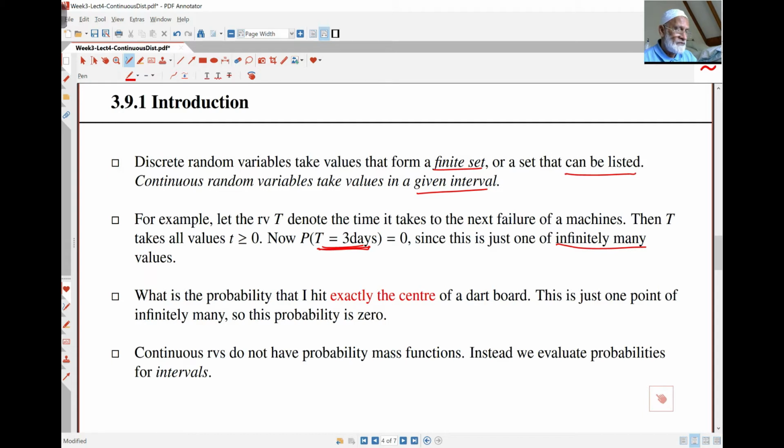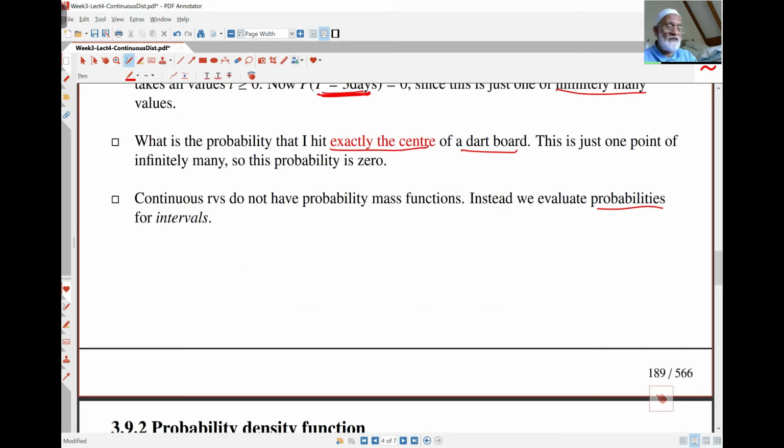However, if I look at this situation, the probability I hit exactly the center of the dartboard is 1 point out of infinitely many. So this probability is also 0. However, when I do throw the dart, I do hit something on the dartboard. So the probability is 0 for a single point, but this is a little bit more complex than you might think. For the moment, all we want to understand is that the probability for a single value for continuous distributions is 0. Continuous distributions don't have probability mass functions. Instead, they have what we call probability density functions. And we evaluate probabilities for intervals, not for single values, because probabilities for single values are 0.